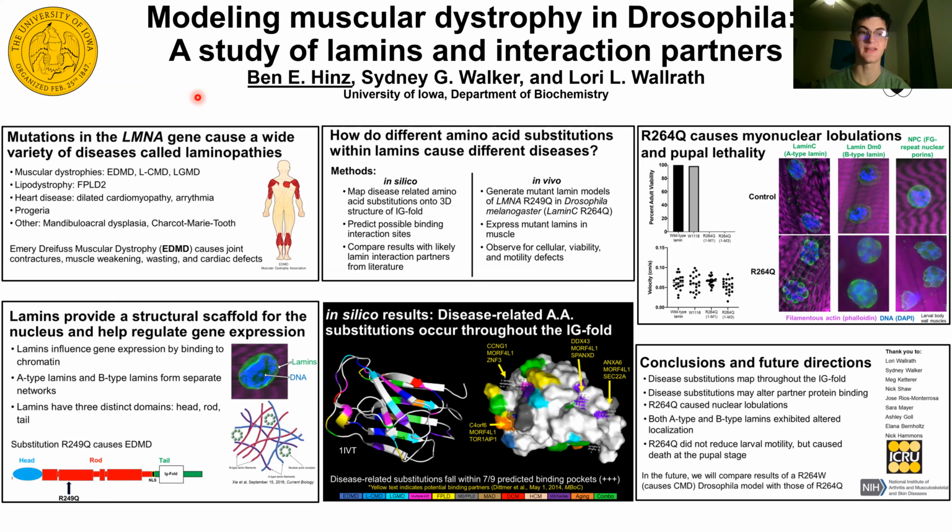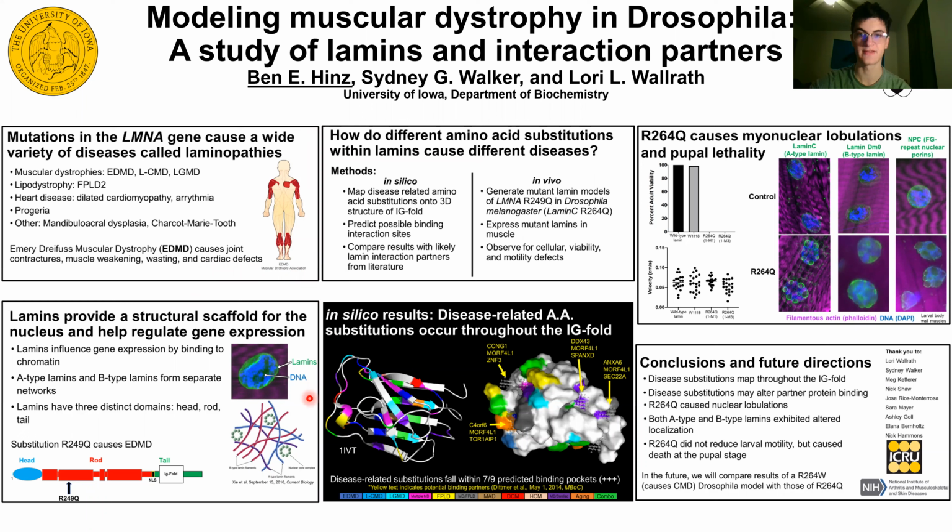Specifically, we are interested in Emery-Dreifuss muscular dystrophy, which causes joint contractures, muscle weakening and wasting, as well as cardiac defects. The LMNA gene encodes proteins called lamins, which provide a structural scaffold for the nucleus and help regulate gene expression by binding to chromatin.